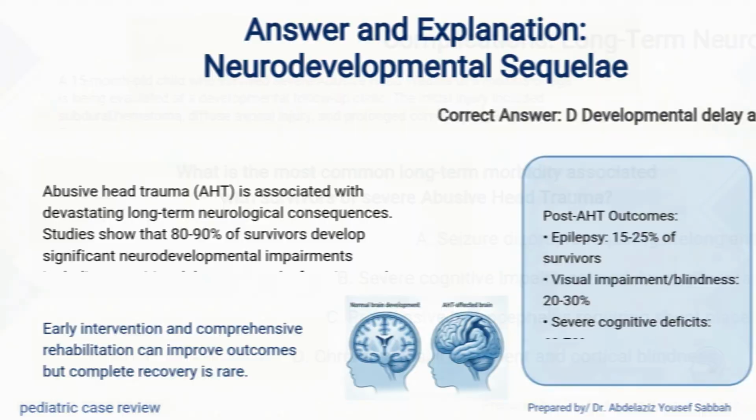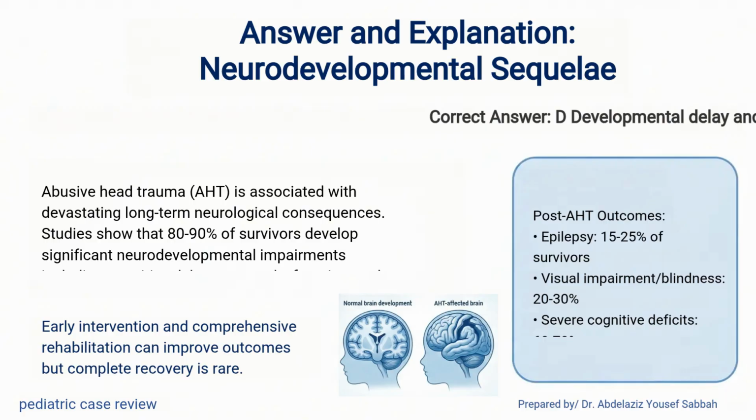The correct answer is option B, developmental delay and permanent neurological impairment. Abusive head trauma is associated with devastating long-term neurological consequences. Studies consistently show that 80 to 90% of survivors develop significant neurodevelopmental impairments. The long-term outcome data is sobering and must be communicated honestly to families and used to guide rehabilitation planning.